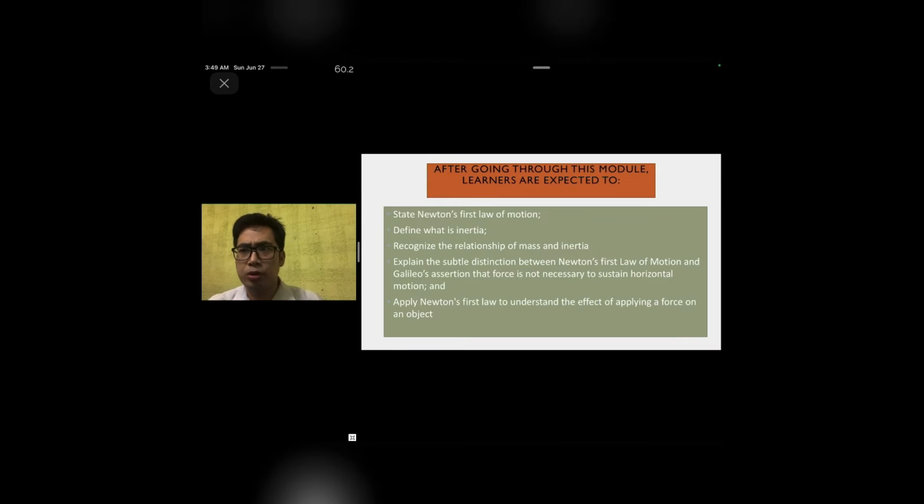As we go through this module, learners are expected to: one, state Newton's first law of motion; two, define what is inertia; three, recognize the relationship of mass and inertia; four, explain the subtle distinction between Newton's first law of motion and Galileo's assertion that force is not necessary to sustain horizontal motion; and the last is to apply Newton's first law to understand the effect of applying a force on an object.